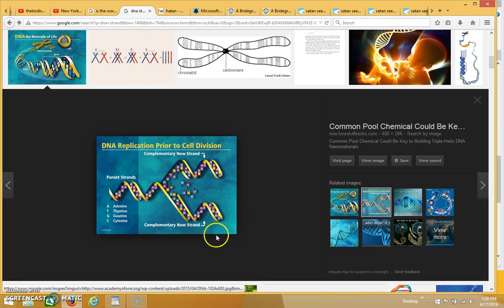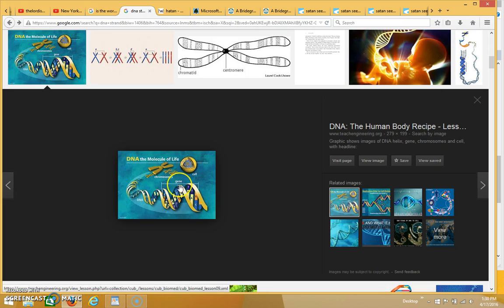Okay, here's one right here. And you can see the two sets of chromosomes coming together to form a strand, the 23 with the 23. And if you look at this part over here, it shows what all these things look like. And I guess a section of the strand would be what's considered a gene.